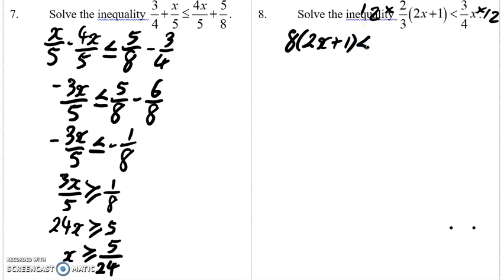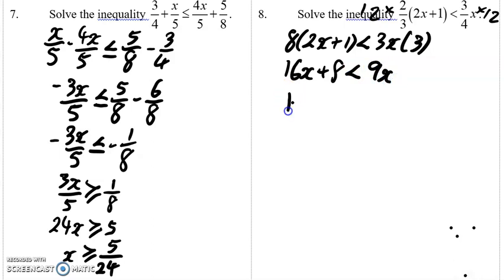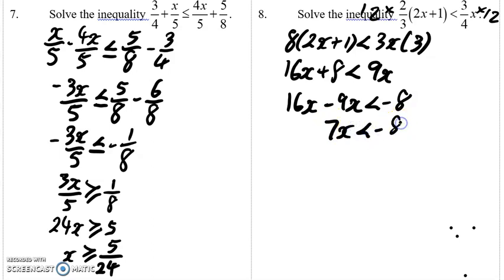less than 3x times 3. So this gives us 16x plus 8 less than 9x. So from here 16x minus 9x will be less than minus 8. This gives us 7x will be less than minus 8. So x will be less than minus 8 over 7. So x will be less than minus 1 and 1 over 7.